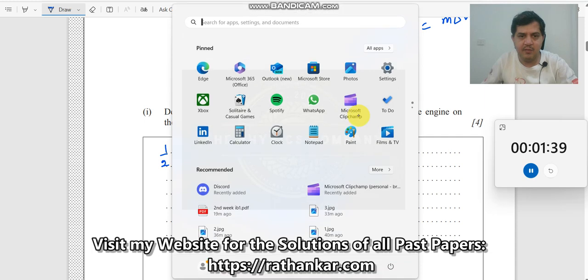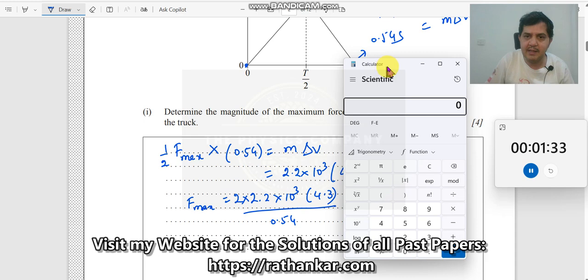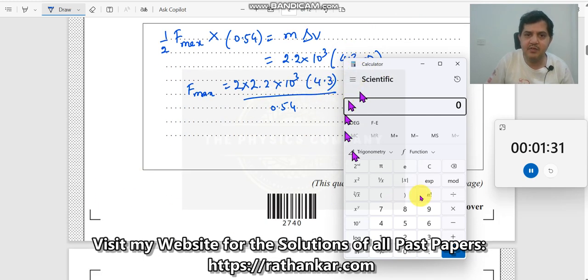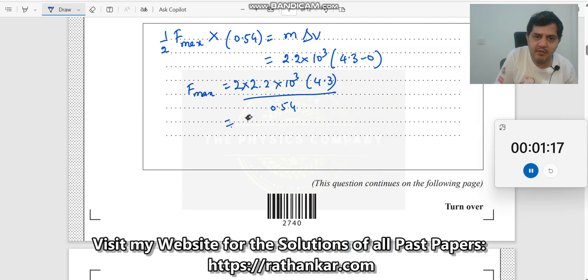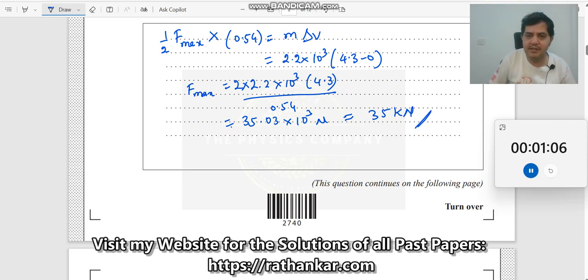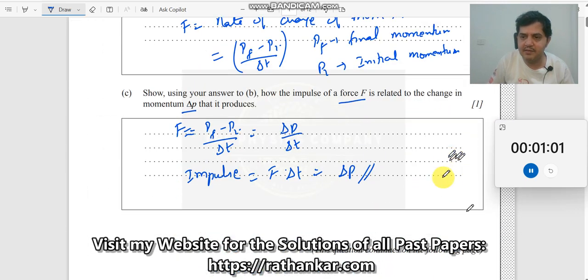Let us find out what this value is. Let me go to the calculator, and now I am arriving at this value. This value would be 2 star 2.2 star 4.3 divided by 0.54, which comes out to be around 35.03 into 10 cube. The unit is force, Newton. So this is nearly equal to 35 kilonewton. With this we have come to an end of 4 plus 3, 7 marks within 6 minutes.